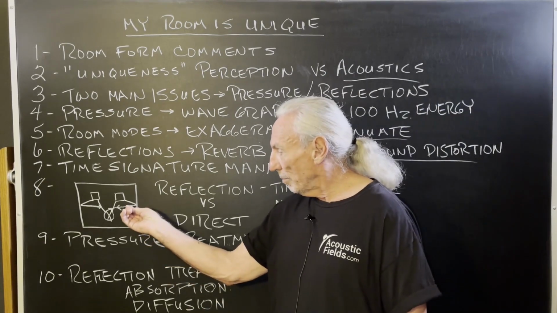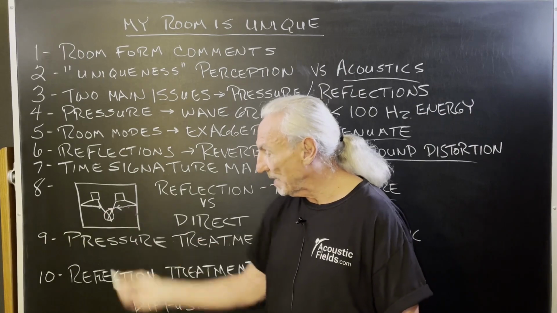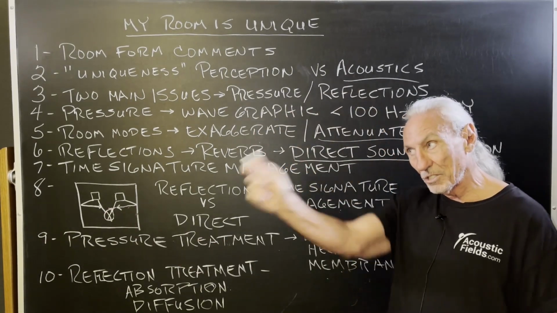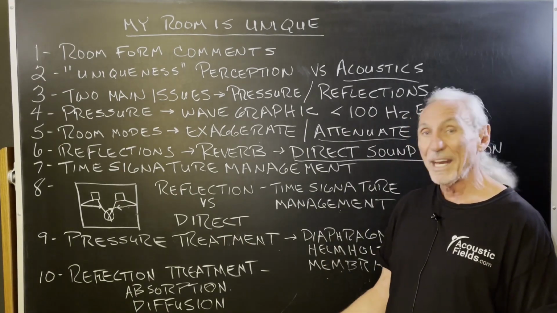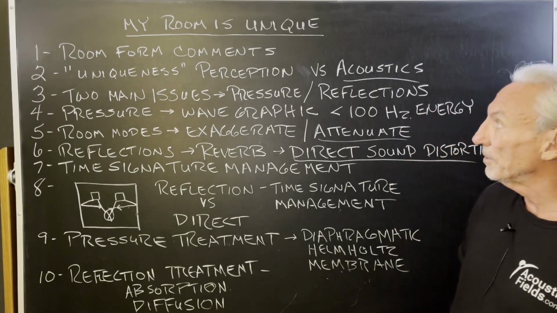Remember, we want to slow this reflection down. It's inevitable. We can't stop it, but we want to slow it down so that the direct energy reaches our ears first, because that's the straight line energy. That's the purest energy that we're going to experience. That has no room sound or less room sound. So that's our goal. That's what we want to do.